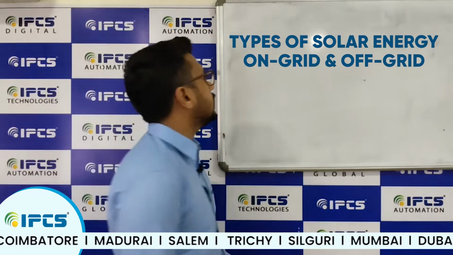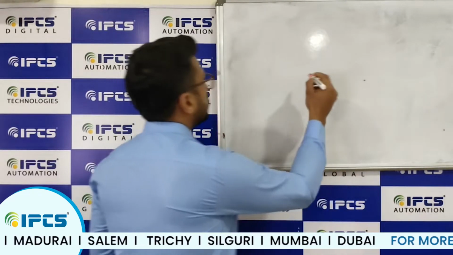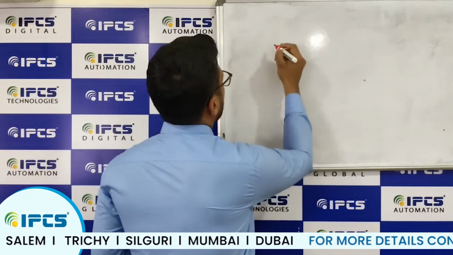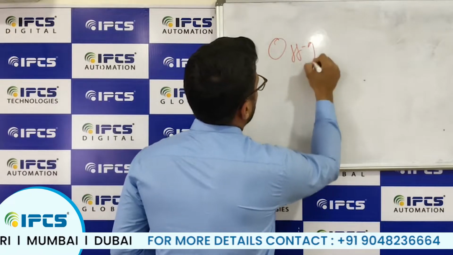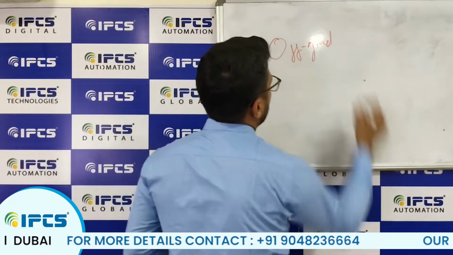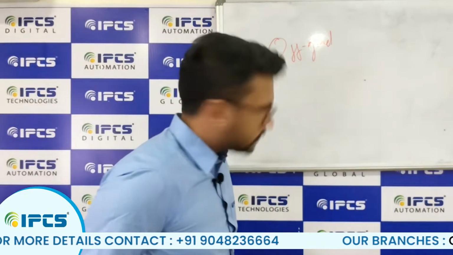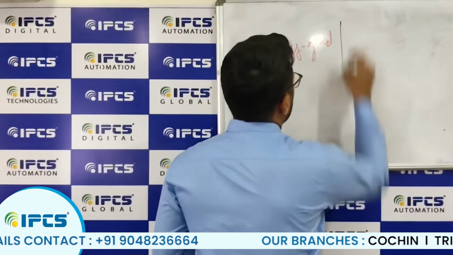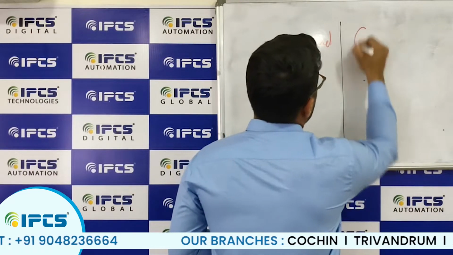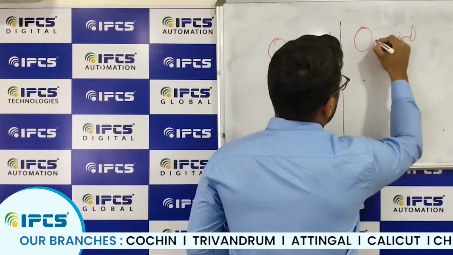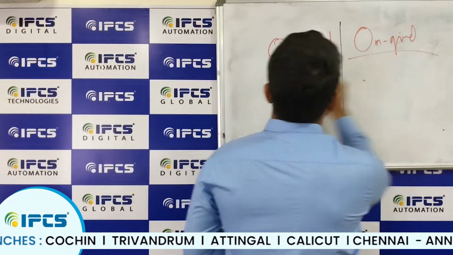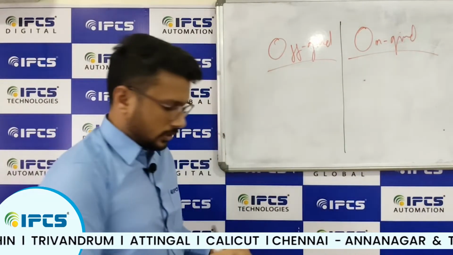So, types of solar energy solutions. Solar energy has two types. The first one is off-grid, versus on-grid. On-grid is also called grid-tie. Now let's discuss one by one.